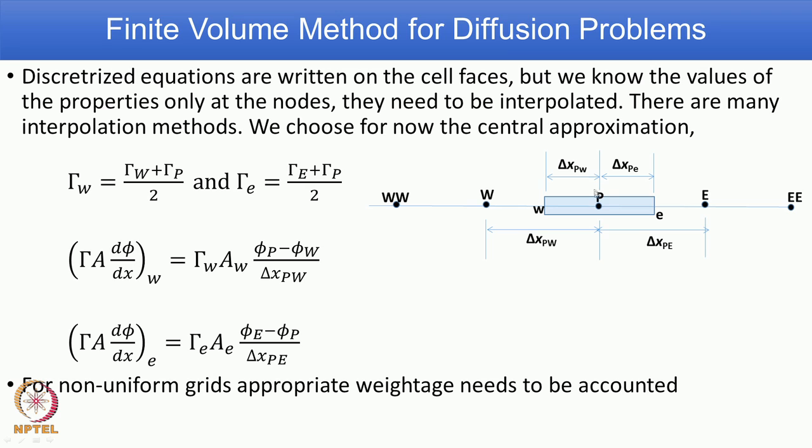Again, we are assuming a uniform mesh arrangement, that means the distance between P and W and the distance between W and WW, similarly on the other side, the distance between P and E and between E and EE are the same. In such a case the weightages are equal from both sides for contribution at a particular face. For example, phi at P and phi at W will contribute the same for evaluating phi at control surface W. Similarly, the other side. If you have a non-uniform mesh arrangement, then you have to take weightage accordingly, and we will see that a little later.